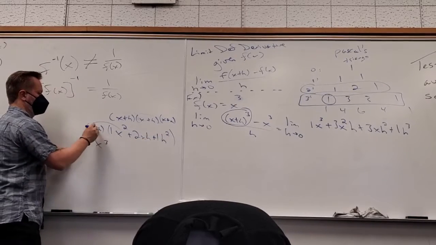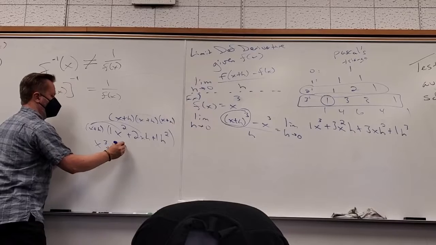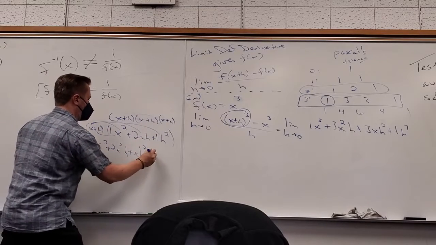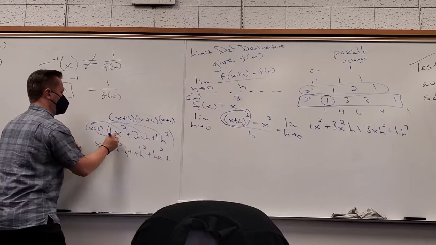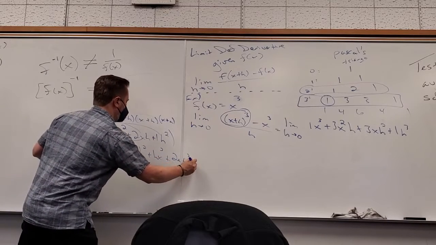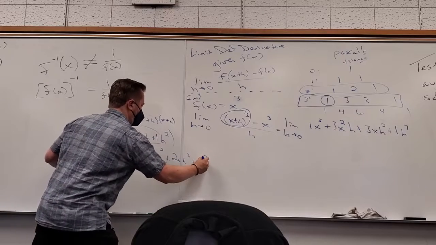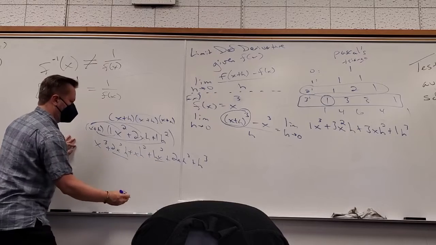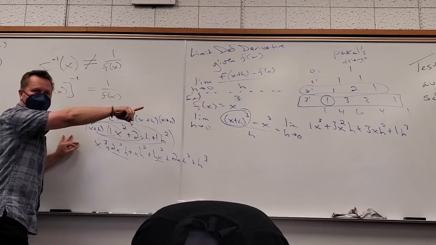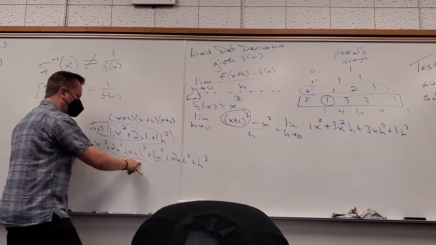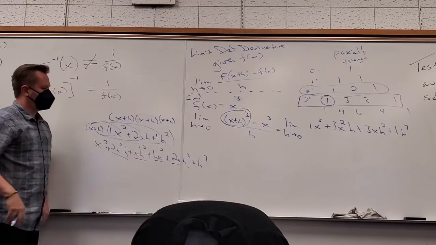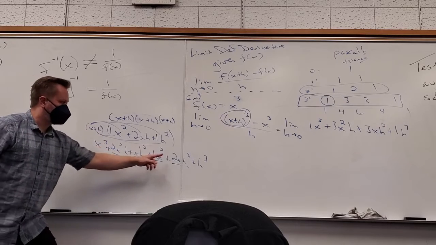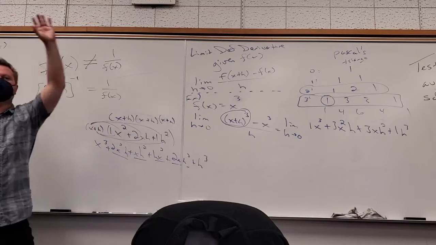I get x cubed plus 2x squared h plus x squared h plus 2xh squared plus h cubed. 2x squared h plus hx squared is 3x squared h, right? And then the h squared terms: xh squared plus 2xh squared is 3xh squared. You've got the same thing.